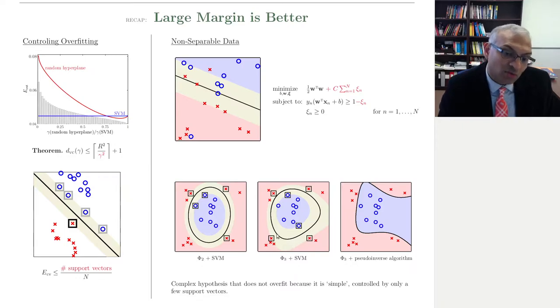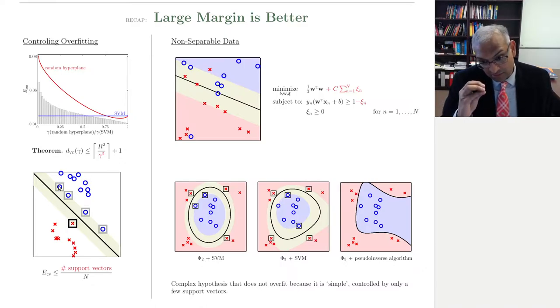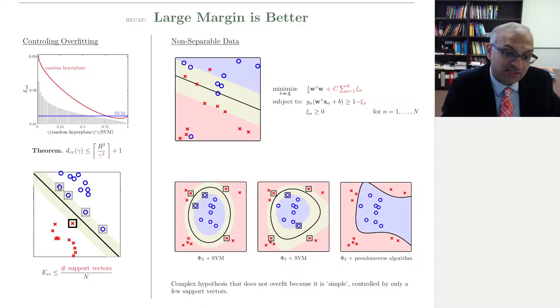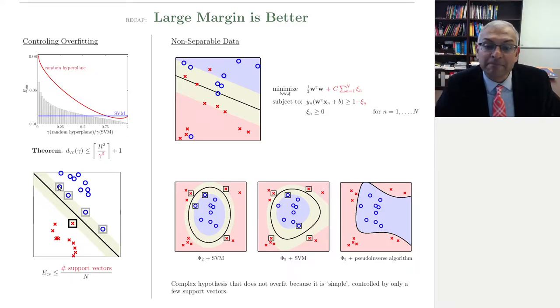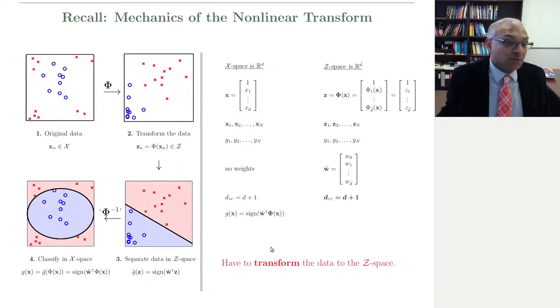This is also evidenced by the theorems we derived that control the out-of-sample error, the cross-validation error, in terms of the number of support vectors, which doesn't explicitly depend on the dimensions. As long as the number of support vectors is small, the effective complexity of the hypothesis is small, and you're in good shape. This raises the possibility that we can perhaps go to larger and larger dimensions, maybe infinite dimensions. So let's see what that would entail.